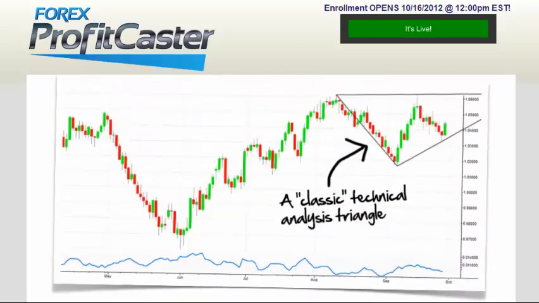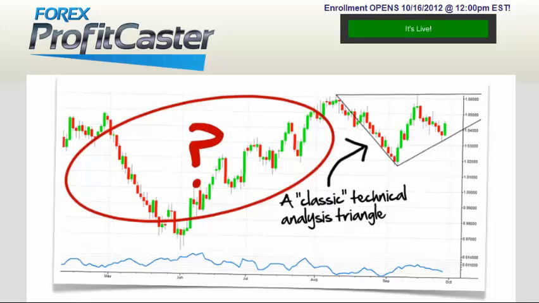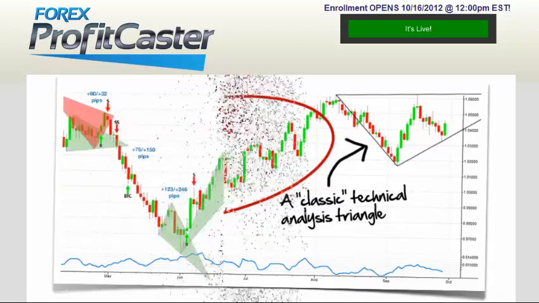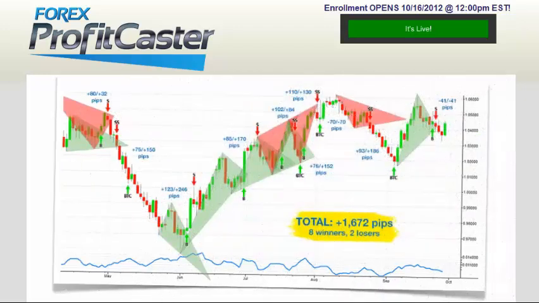This is a chart of the Australian-US dollar pair that I showed you in video 1. And over this entire chart, you can see that there was just one occurrence of a so-called classic triangle. And this illustrates another major problem. What about all these great market moves circled in red? Classic triangles would have missed all of this awesome profit potential. But when you apply my Forex ProfitCaster triangles to the same chart, you get to enjoy all of this. Just a ton of profit potential. The Forex ProfitCaster is nimble enough to grab most of the major moves on this chart.